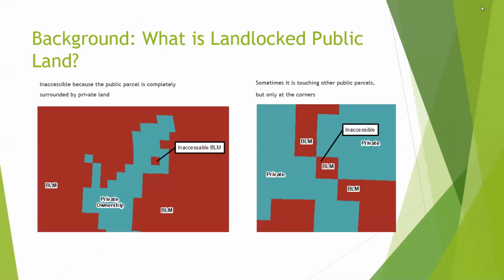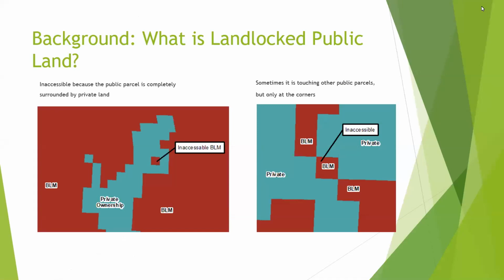So first, a little bit more about what exactly landlocked public land is. Landlocked public land is land that is managed by a local, state, or federal agency for the public to use, but is not accessible to the public. There are several scenarios where this occurs, but most commonly inaccessible public land is either surrounded by private land or is only touching adjacent public land at a single point. Here are a couple of real-world examples.